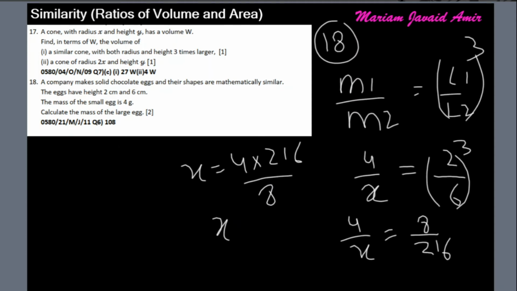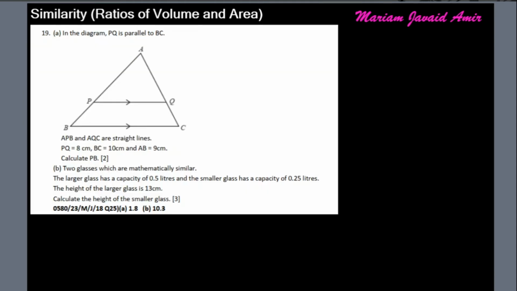108 is the answer. Question number 19. Part A. In the diagram, PQ is parallel to BC. APB and AQC are straight lines. PQ is 8, BC is 10 and AB is 9 centimeters. Calculate PB.